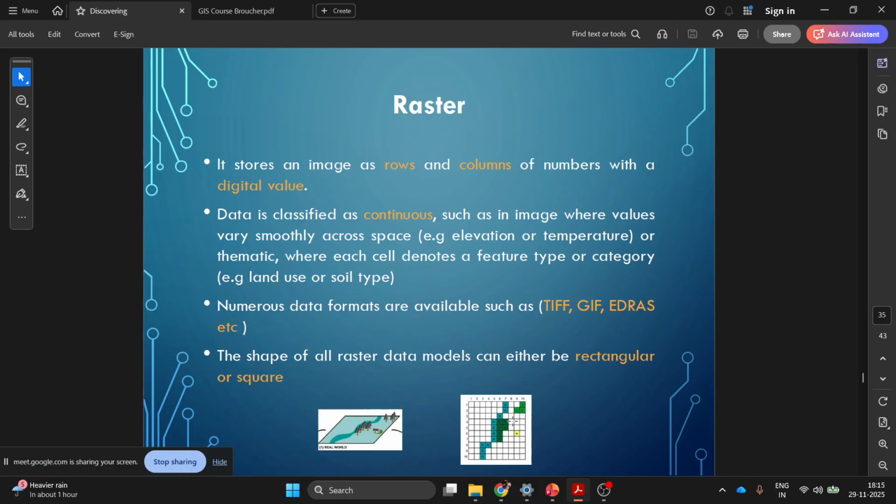If it is irregular, what will happen? The other places in the data set will be assumed as zero. So that is why we say it is either a rectangle or a square.